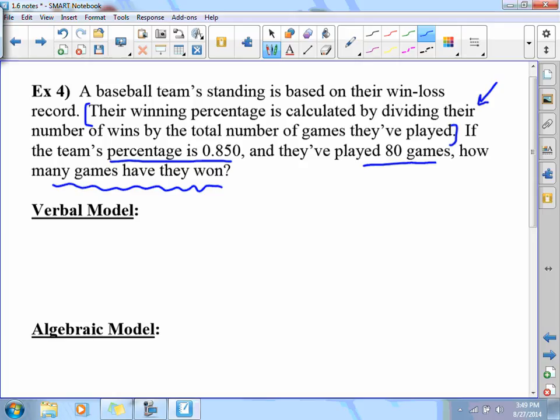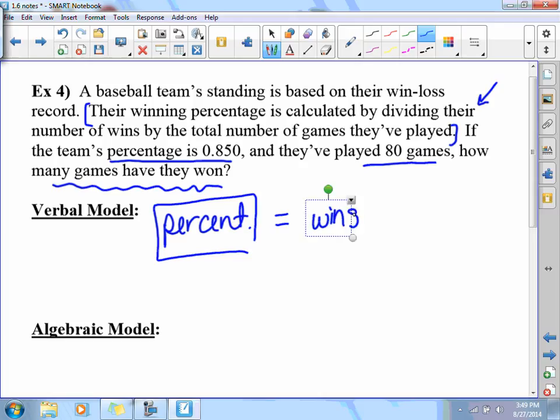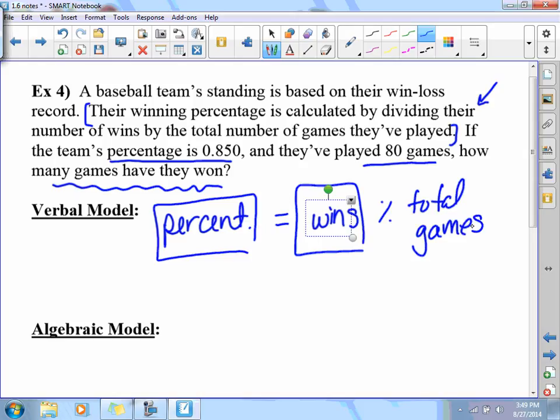So to write my verbal model, I'm going to look back at this sentence here. It says the winning percentage is calculated by. Okay, so the winning percentage, I'm just going to abbreviate that as percent. The percentage is calculated by, so the percentage equals, you divide their number of wins by the total number of games they've played. So wins divided by the total games. Well, that was nice. That problem gave us pretty much a sentence that we could translate piece by piece to come up with our verbal model.